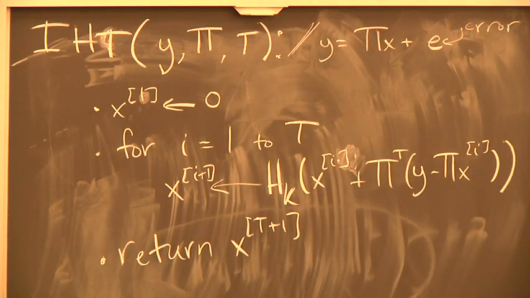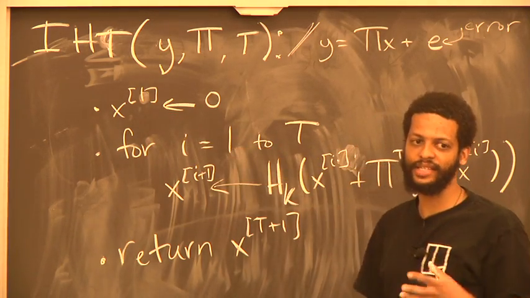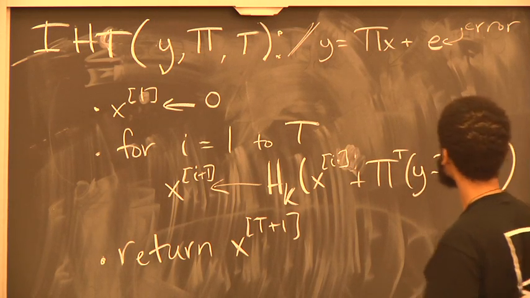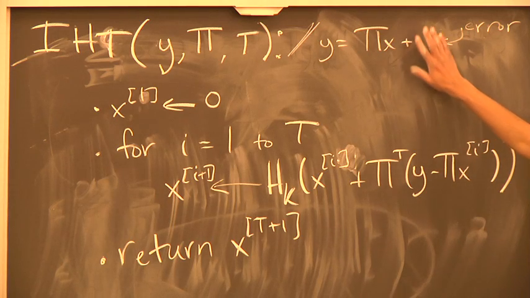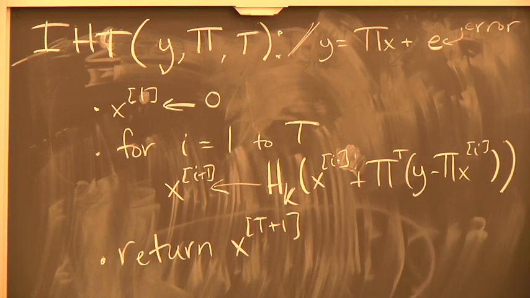Okay. So this is the iterative algorithm. It maintains these iterates xi. Initially, it guesses that xi is 0, which is not good. And then pretend there's no e. Pretend that y is just pi x. Introducing e is going to be useful when we prove our theorem.